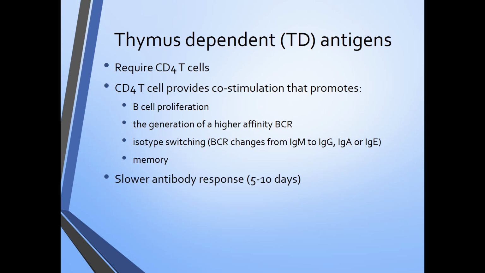The downside of this type of response is that it takes a bit of time to generate, and so it's a slower antibody response. It takes 5 to 10 days. So you can see where the T-independent antigen responses help bridge that time, so you can get an antibody response showing up within a couple days. That's low affinity, but it still could help control the infection and keep it from getting out of hand, while the T-dependent responses develop a few days later.